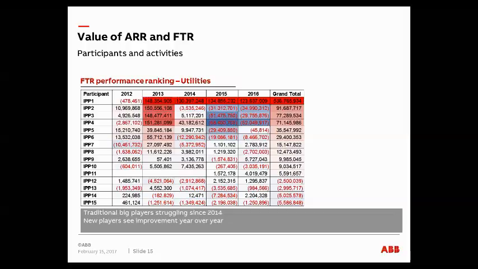For IPP 2 to 6, we can see in 2013 there was a huge amount of return for them, driven by the extreme weather events. And since then, they started more investment in the market. In the past 2 years, there's been a little bit of over-investment in FTRs. So that's why we see a little bit of loss on their side.